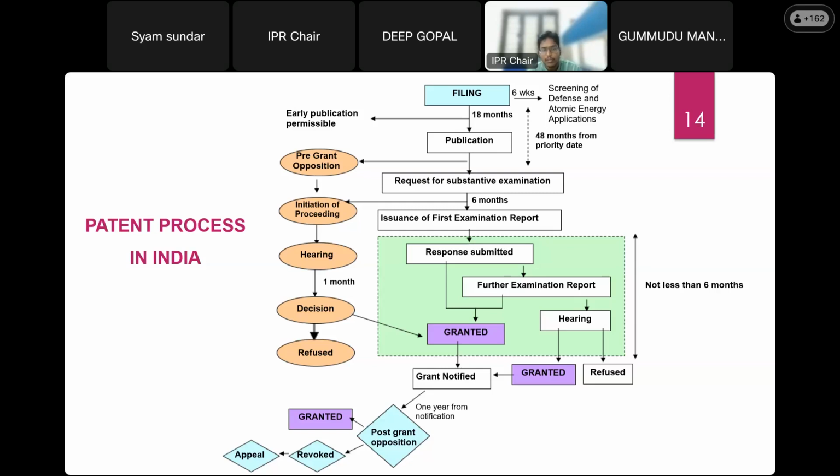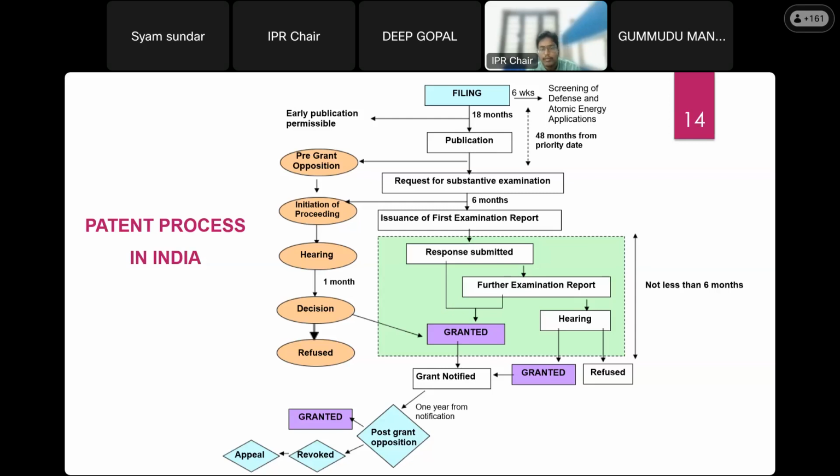Also, the specification should be provided properly, fully describing the invention, the best mode, and enablement. In that case, you will get the grant. I should mention that before the grant of the patent, anybody in the world can oppose your application, saying that it does not satisfy the patentability criteria, such as novelty and industrial application.